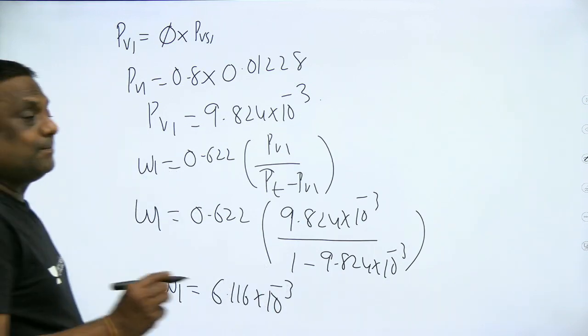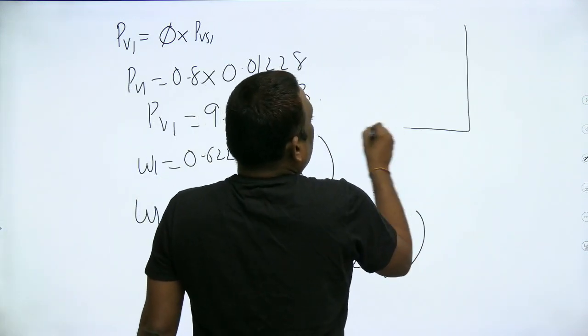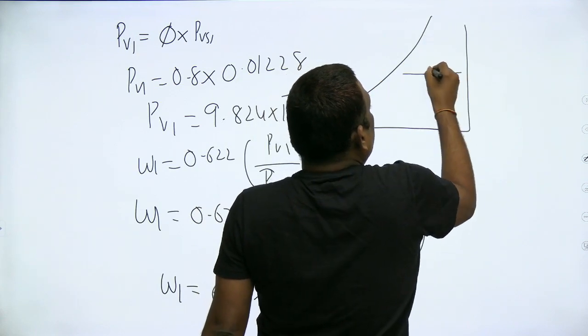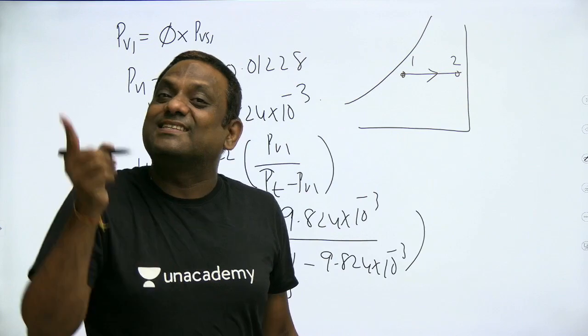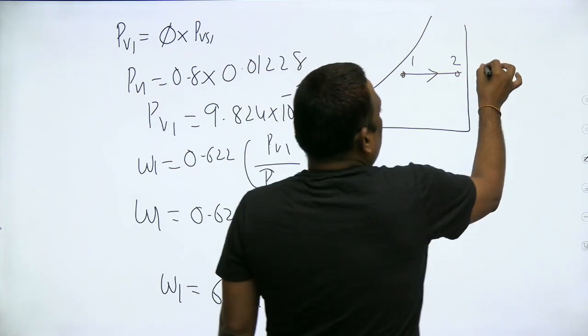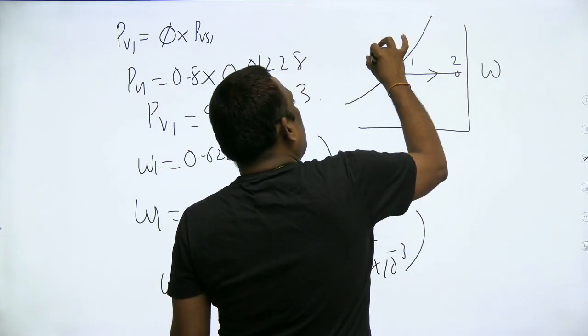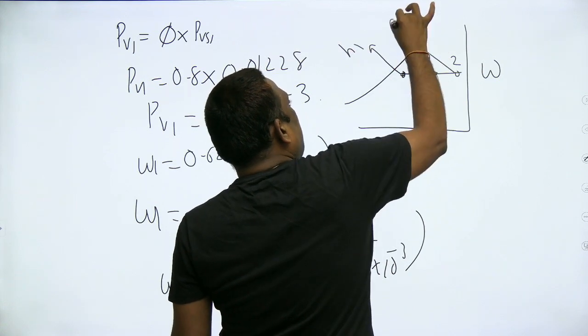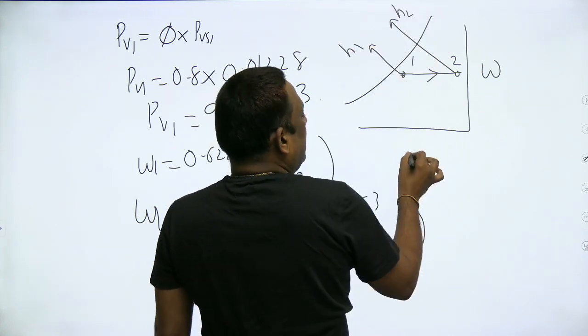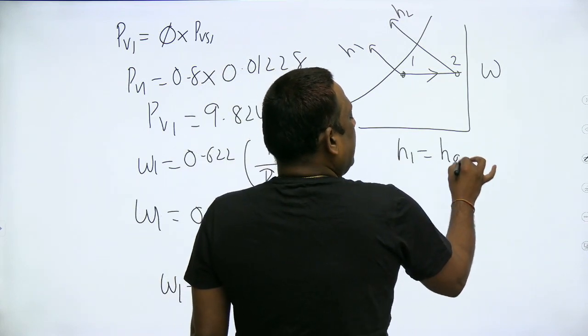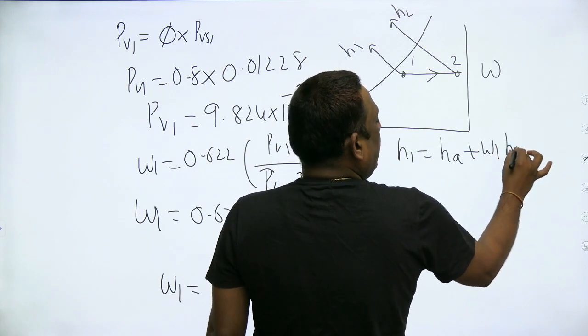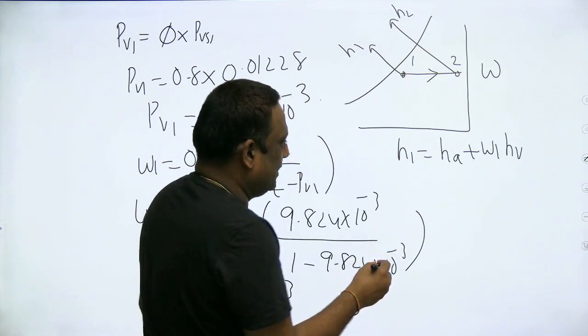Excellent. But please note down the process. It is something like this. Why is it something like this? Clearly he said moisture is neither added nor removed, so omega will be constant. So this is my enthalpy 1 and this is my enthalpy 2. Total heat added will be equal to H2 minus H1. How do I calculate H1? Very good. HA plus omega 1 HB. Just now I gave this equation.